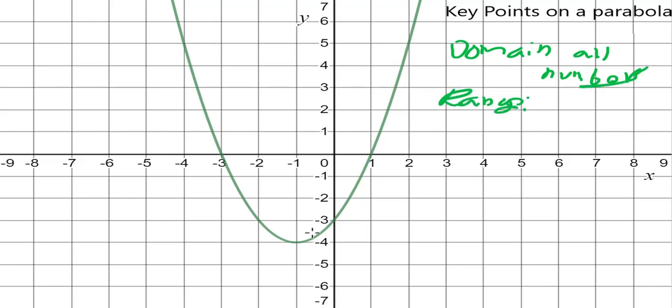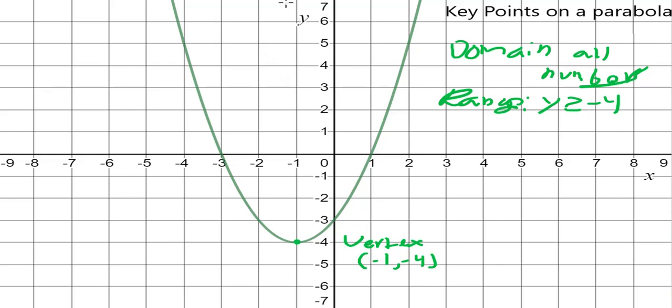Here the range would be y is greater than or equal to -4 because this is the minimum value. The parabola has a vertex, which is the maximum or the minimum point. Here the vertex is -1, -4.